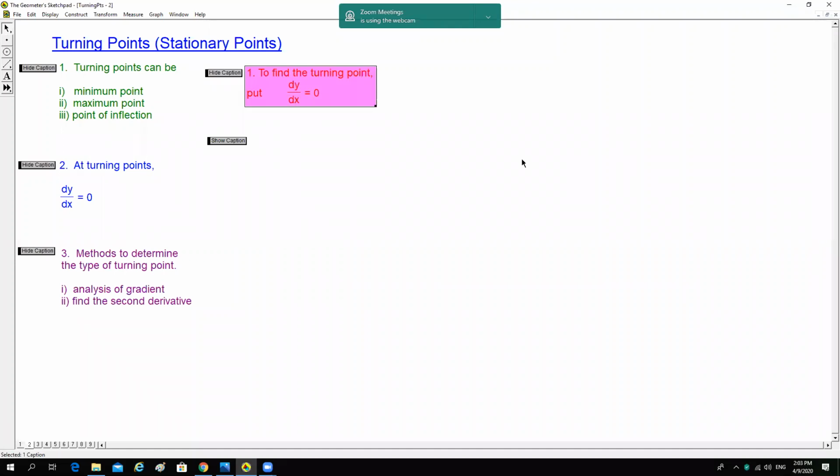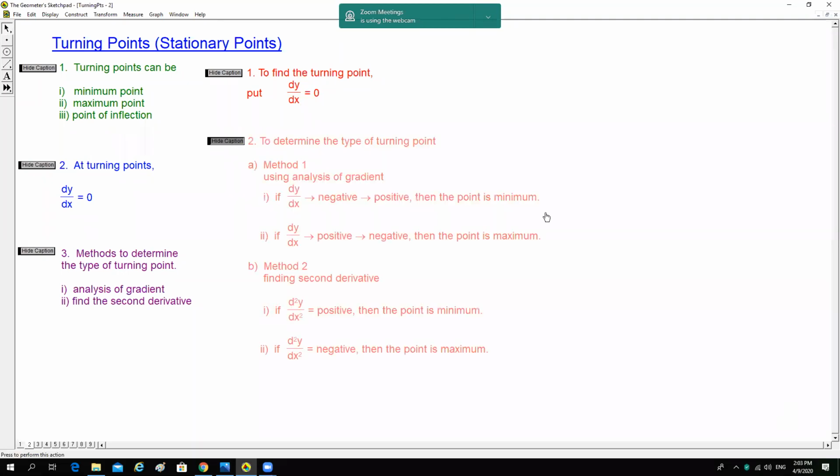Okay, right. This is what we have learned. Then how to put it in mathematics, how to calculate. So in order to do our calculation, I have listed out the steps here. Number one, to find the turning point, you have to put dy/dx equals 0. This is for you to find the turning point.